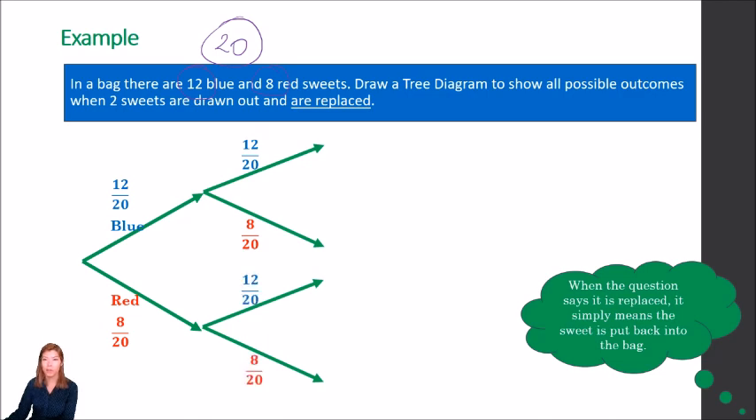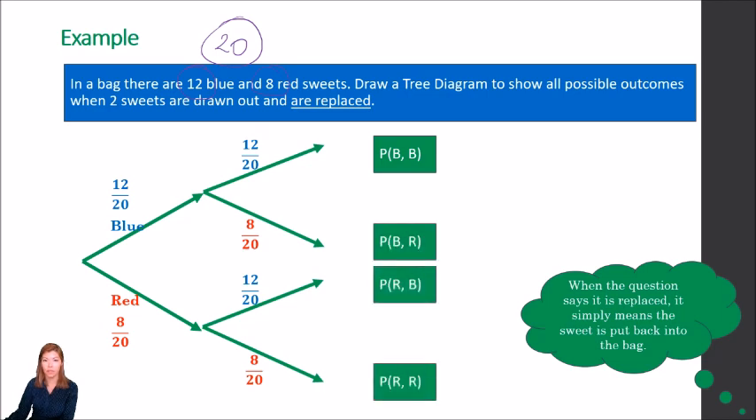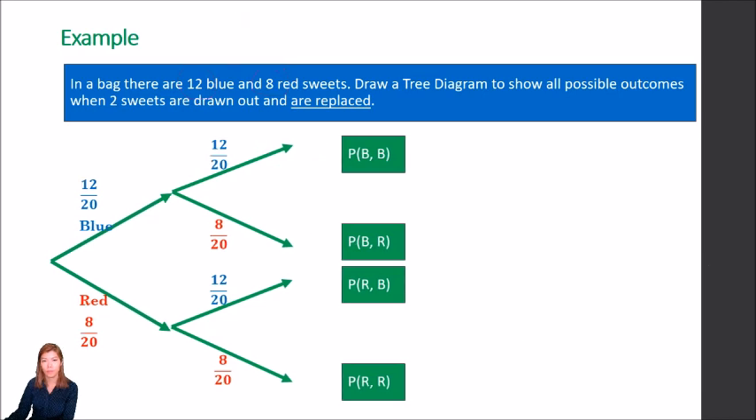How do we write probability? We write P with an open bracket. P of B and B means the probability of picking blue and blue. So we're going to write down the 4 outcomes. Now let's calculate the probability of each of these outcomes. Remember, when we go down the lines, we always multiply. So the probability of getting blue and blue would be that times that.